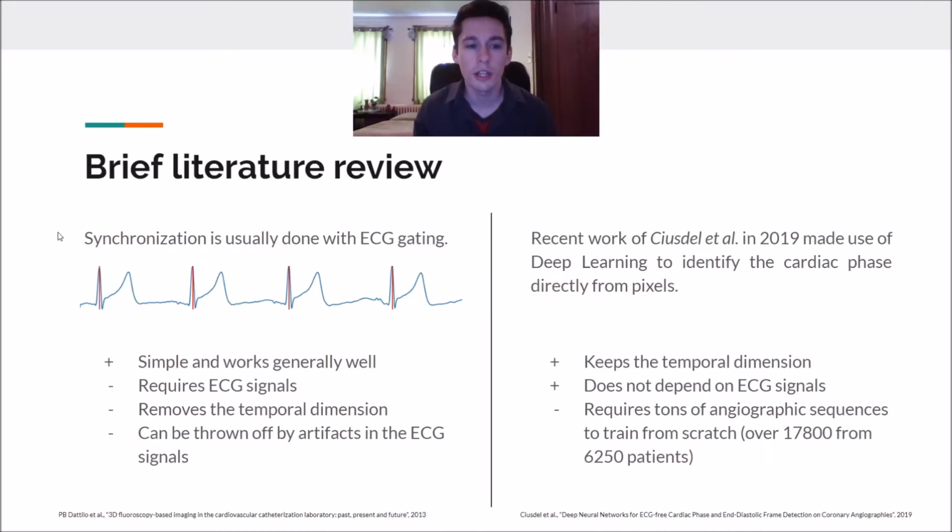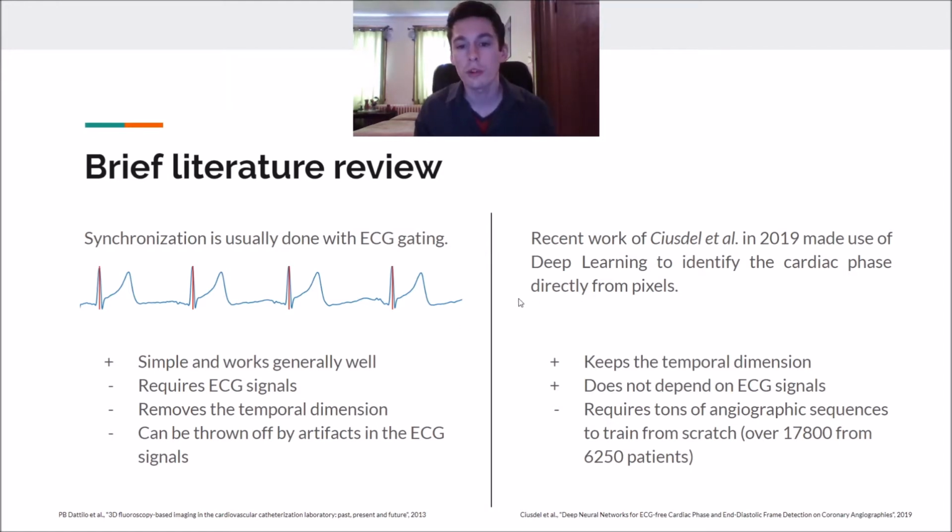To put you in context, synchronization is usually done with electrocardiogram gating. This method consists of identifying specific waves in the electrocardiogram signal to keep only the frames that were recorded during those specific periods of time. This is a simple solution and it works generally well. However, it absolutely requires the electrocardiogram signals. It also removes the temporal dimension and can be thrown off by artifacts in the electrocardiogram signals.